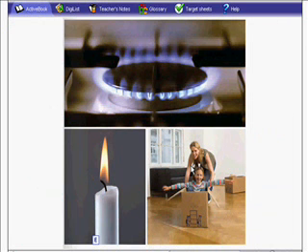In these three pictures, we can see the gas cooker above turning chemical energy in the gas into heat and light. We can see the candle also turning the chemical energy from the wax into heat and light. The woman in the picture is turning chemical energy in her muscles into movement energy as she pushes a box.